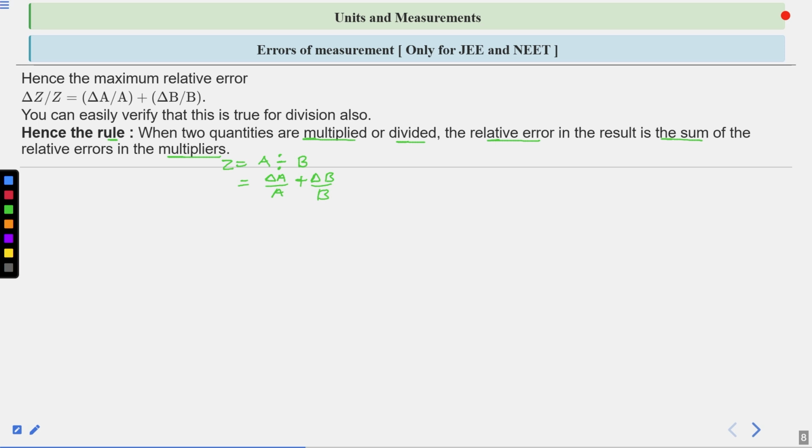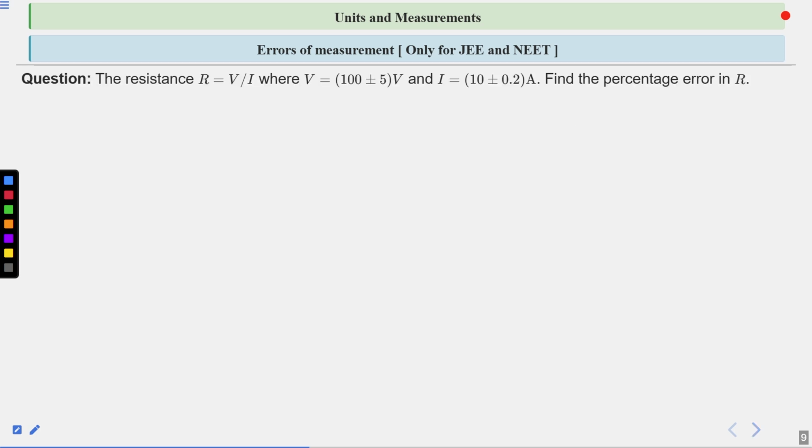division and multiplication. Now a question: the resistance R is equal to V by I, where V is equal to 100 plus minus 5 volt and I is equal to 10 plus minus 0.2 ampere. Find the percentage error in R. So here you have to find out the percentage error in R. What is the solution? Please solve this question.